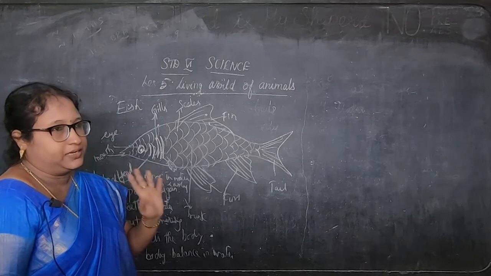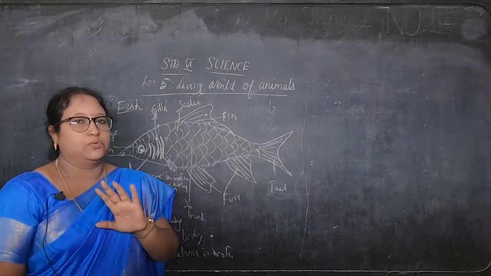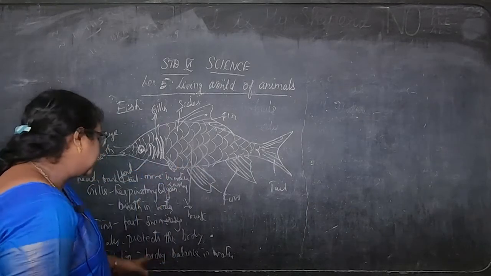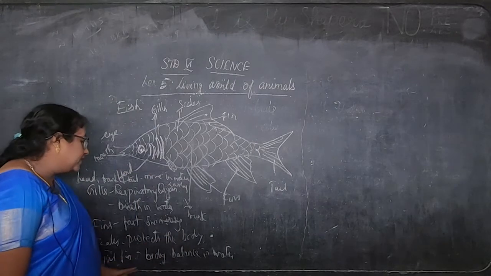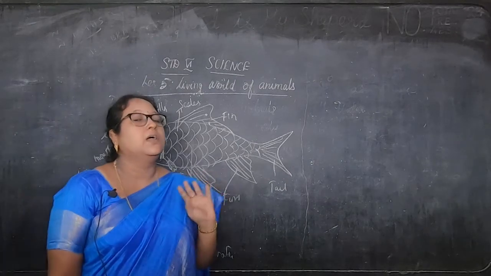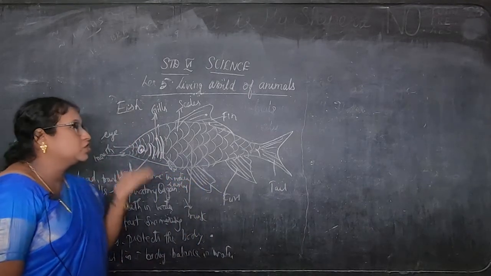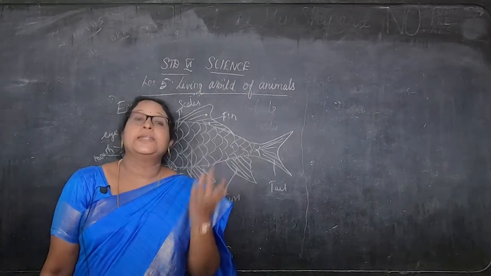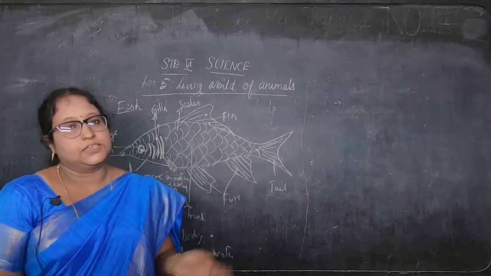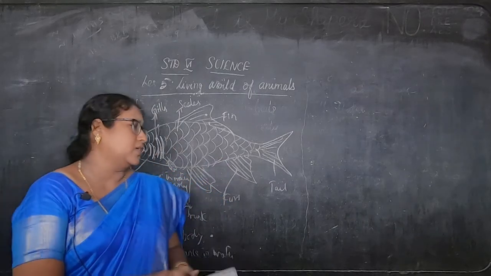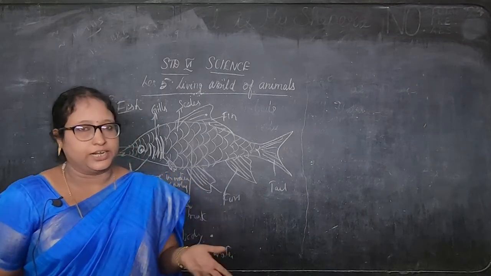Okay, it looks slippery, just slippery scales protect the body. And the tail fin, that is body balancing in the water. It helps, that is it shows the changes in the direction. So the fin helps in changing direction, and also acts as a rudder. So rudder, I already told you what it is.